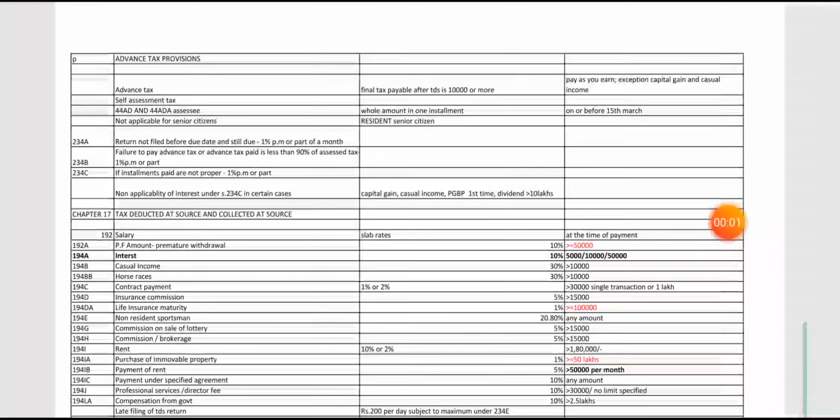Hello friends, today we'll be seeing 4 chapters in Direct Tax CS Executive new syllabus for December 19. The 4 chapters are Advanced Tax, TDS, TCS and Assessment Procedure. Okay, first let's start with Advanced Tax.